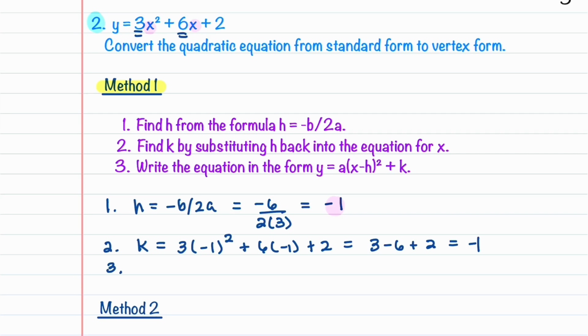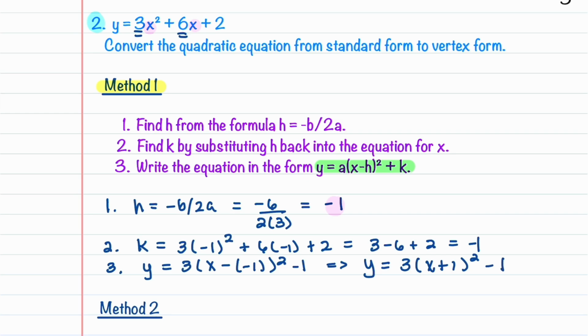Our third step is to rewrite the equation, and I've written down the formula here that we're going to use. There's our formula right there. We get y is equal to a, which is 3, times x minus h. Our h is a negative 1, so we have x minus a negative 1, quantity squared, plus k, and our k is a minus 1. If we simplify this, this gives us y is equal to 3, and then we have x plus 1 on the inside. We square that, and then we subtract 1. And that is our equation written in vertex form.